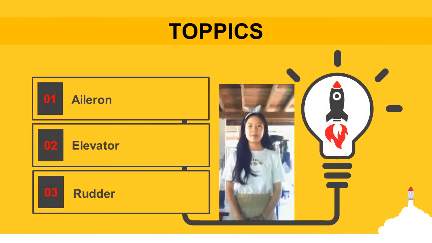I have divided my presentation into three main parts. I will be explaining aileron, and then I will go on to elevator. Finally is rudder. My presentation will take about 5 minutes. I will email the PowerPoint presentation to you. If you have any question, there will be time for questions after my talk.